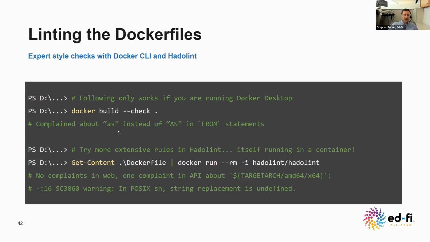This actually did not complain about the as, but it did complain about something with this target arch that was in the default Docker file, and it complained that this string replacement would not work. So I thought that was kind of interesting. Yeah, it won't work. I think when Docker init creates the template, it was just trying to give an idea of what values are available.